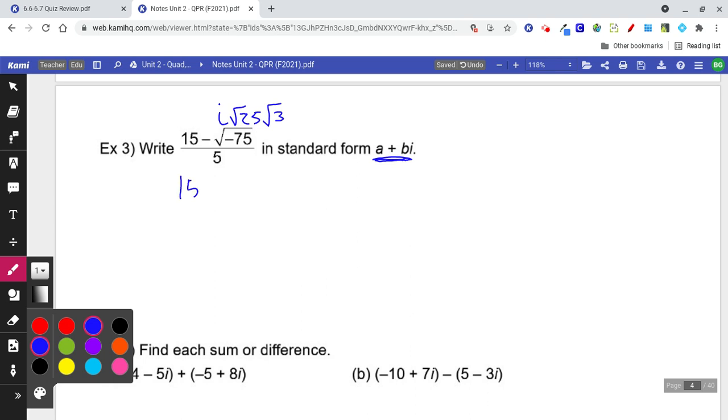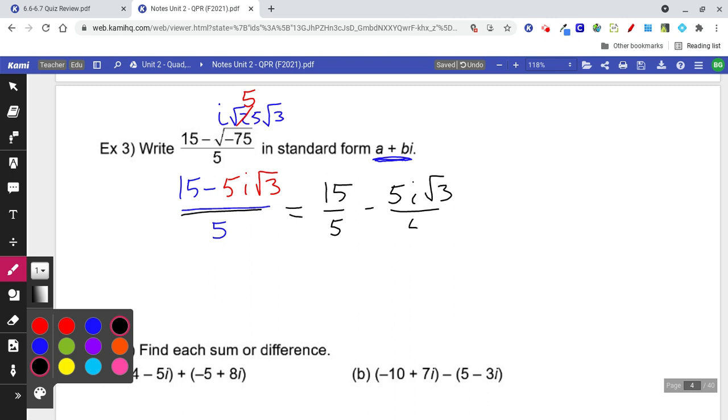I'm looking at 15 minus, okay, this is a 5, right? So 5i square root of 3 over 5. Now, you can split this up. It's like you're distributing the division, like the distributive property of division. You have 15 over 5 minus 5i square root of 3 over 5.